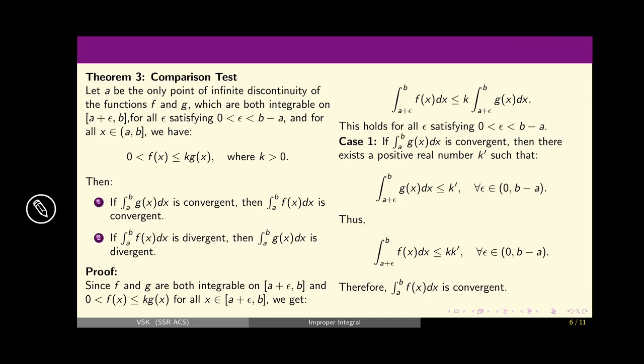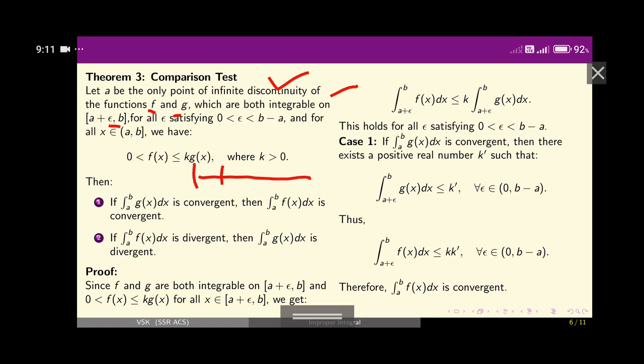Now let us proceed to theorem number 3, that is the comparison test. What are the assumptions? Again, let a be the only point of infinite discontinuity of the functions f and g. So here two functions are involved, and both are integrable on a plus epsilon to b. These functions are not having any problem in the sense that they are integrable on this interval.